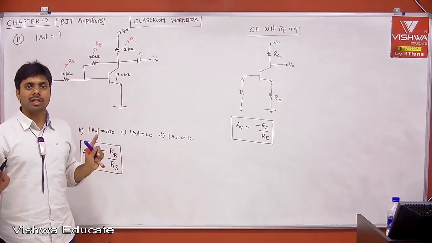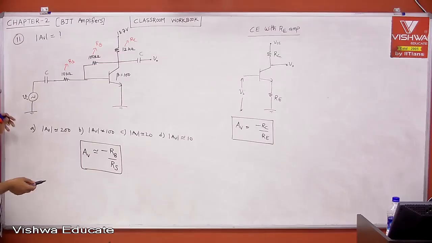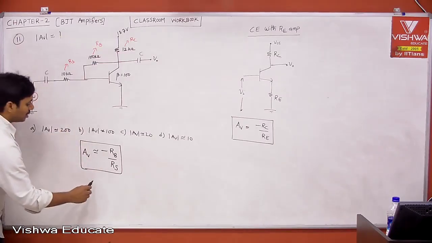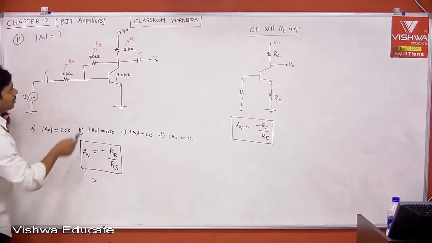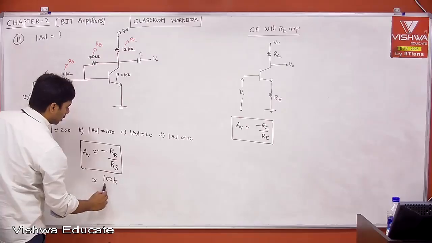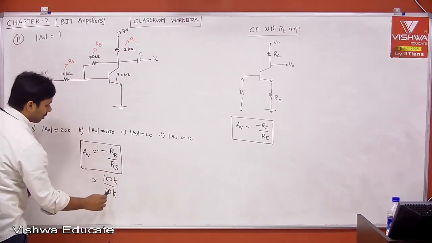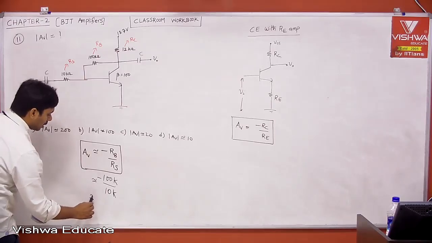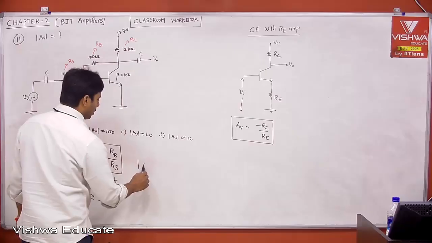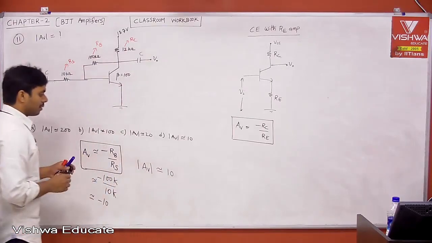But theoretically, for your understanding purpose, if you ask me what the voltage gain is, the voltage gain is nothing but minus RB by RS, which is a ratio of resistors. Then tell me what is this value? If you know the formula, RB value 100K, RS value 10K, K and K will be cancelled. This is nothing but minus 10, but it is asking for magnitude. Therefore, what is mod AV? Mod AV approximately 10.